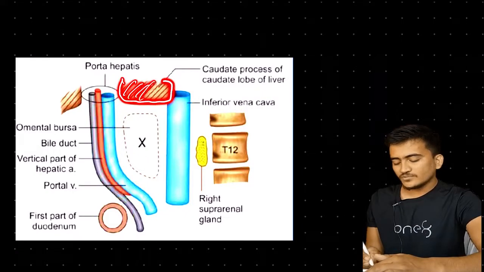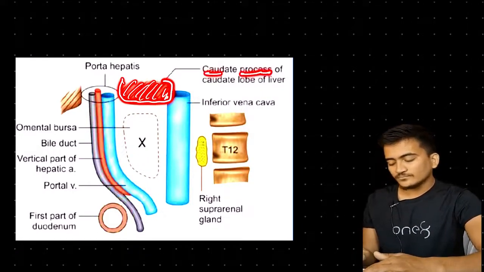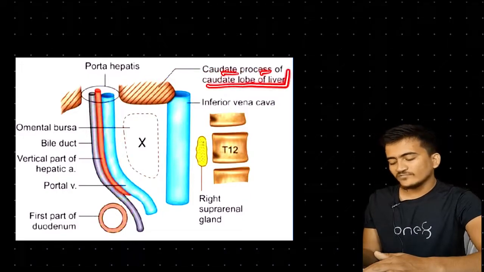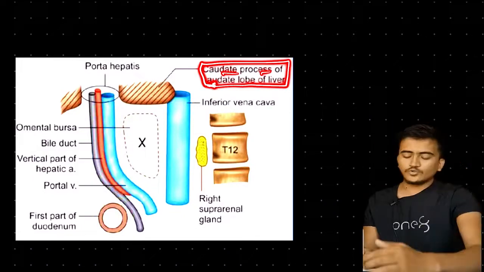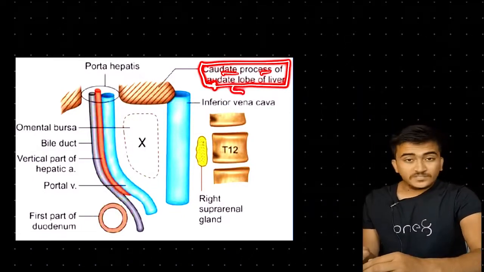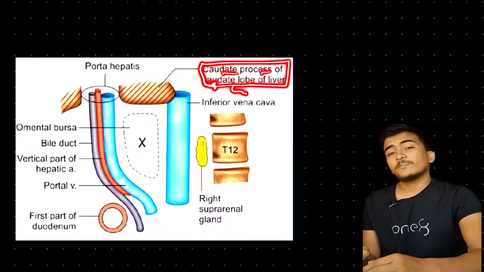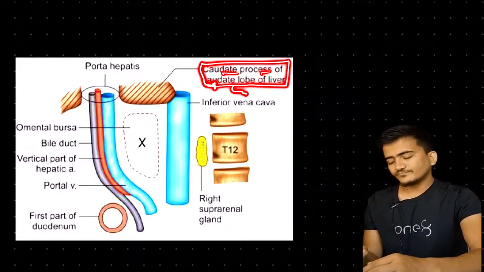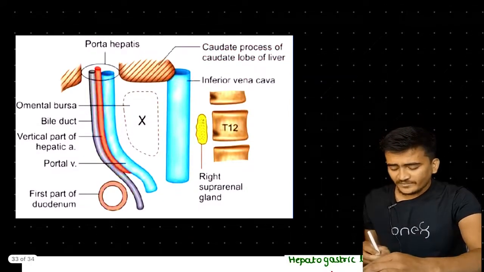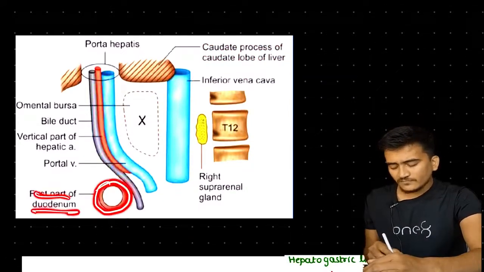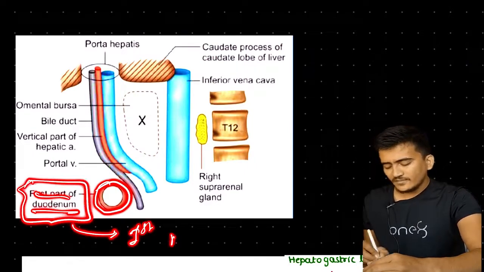And what is the superior boundary? The superior boundary is the caudate process of the caudate lobe of the liver. We can say the caudate lobe of the liver is the superior boundary. What is the caudate lobe? It is the first segment, also called the third surgical liver. Now what about the inferior boundary? The inferior boundary is our first part of the duodenum.